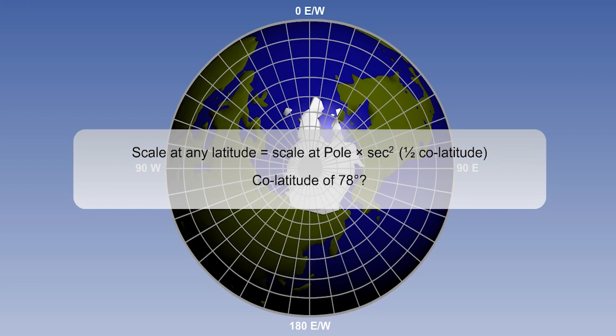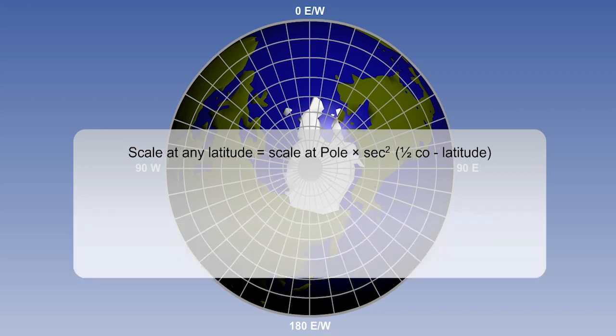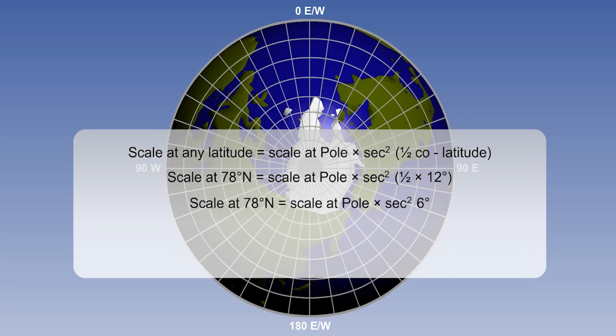If the latitude is 78 north, what is the co-latitude? If the latitude is 78 north, the co-latitude will be 12 degrees. So half the co-latitude will be 6 degrees. Let's substitute it into the equation.